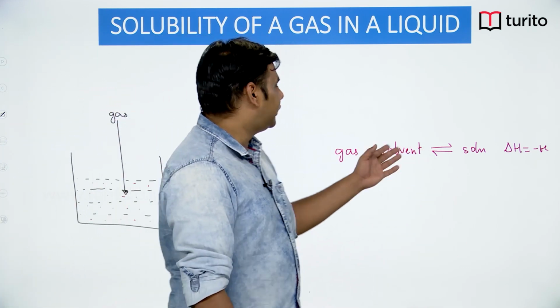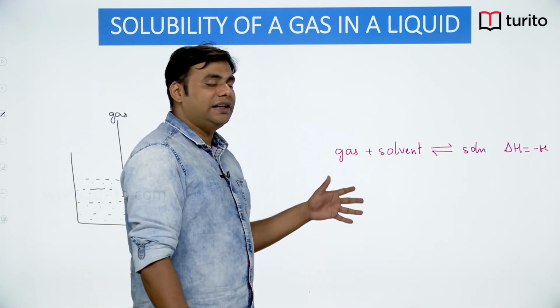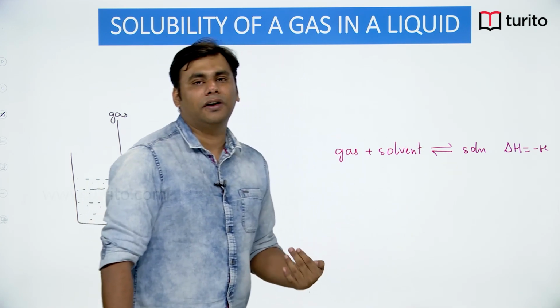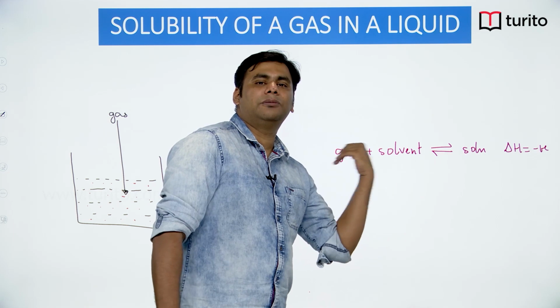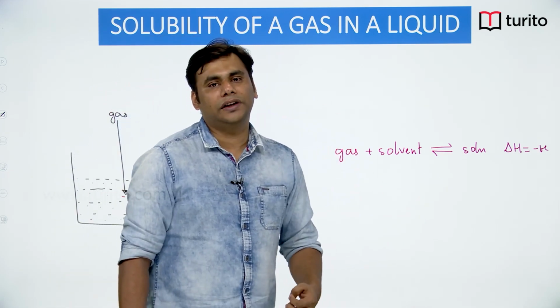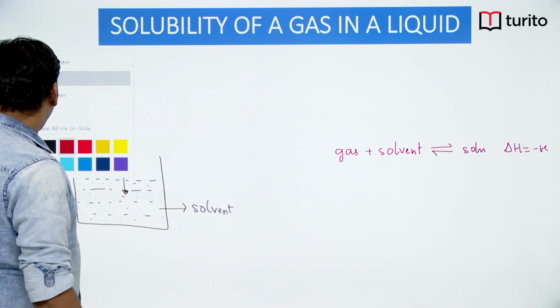Also, this is an exothermic reaction. Now we know that according to Le Chatelier's principle, if we increase the temperature for an exothermic reaction, the backward reaction is favored. If the backward reaction is favored, it means that the gas will come out of the solution and hence the solubility of the gas would decrease. Hope this is clear to everyone.